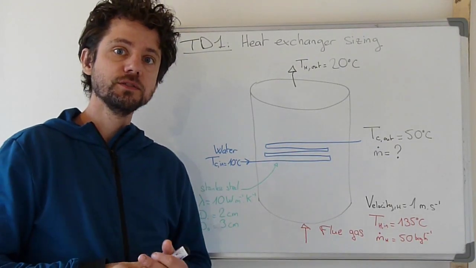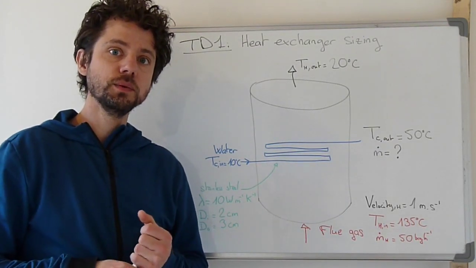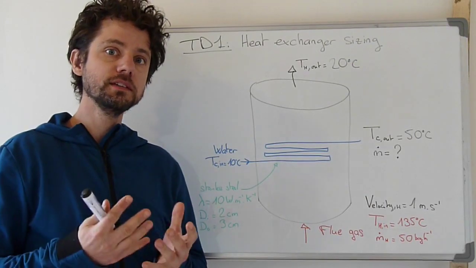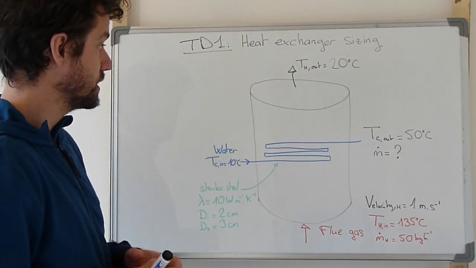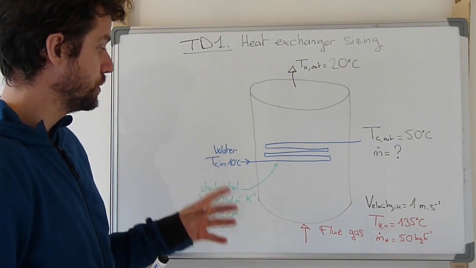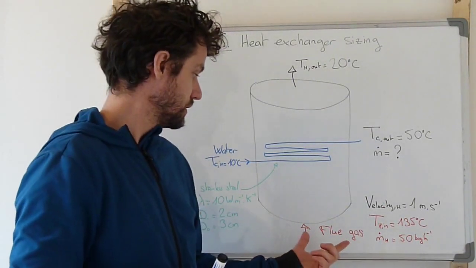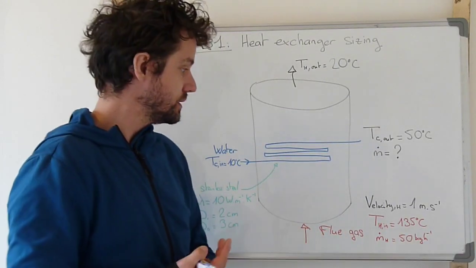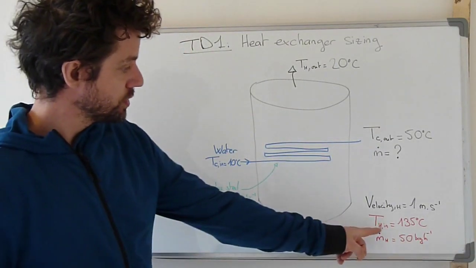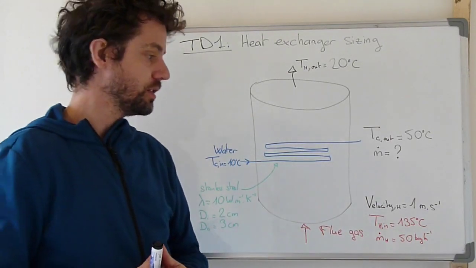For this first tutorial, we will work on the sizing of a heat recovery heat exchanger. In that case, we have one hot fluid. This fluid consists of flue gases. The inlet temperature of this hot fluid is 135 degrees.